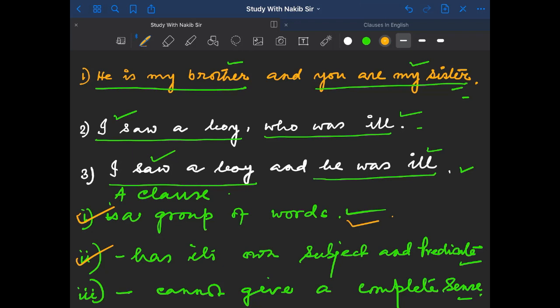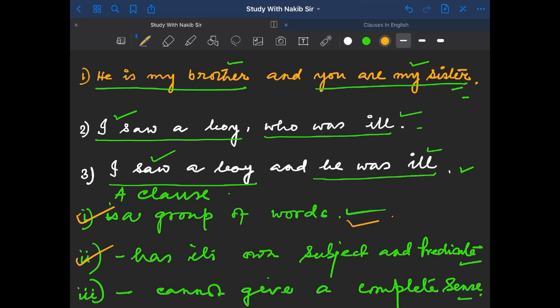So a clause and a sentence both have the same characteristics. Both have their own subject, their own object, and both are a group of words. But the sentence gives a complete sense, while a clause cannot, because a clause is a part of a long sentence and a part cannot give the complete sense of the whole. All the parts together give a complete sense. Understand? So this is a sentence and this is a clause.